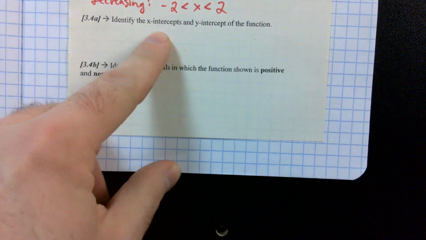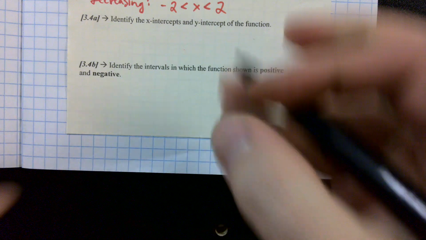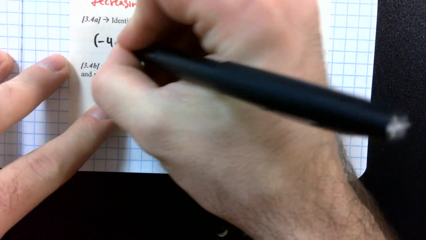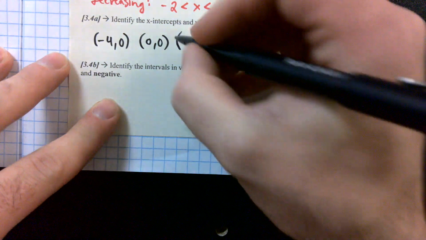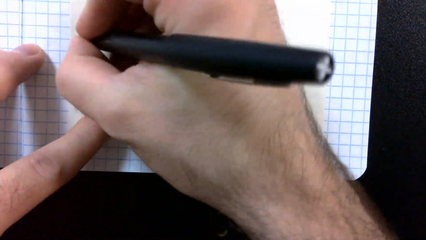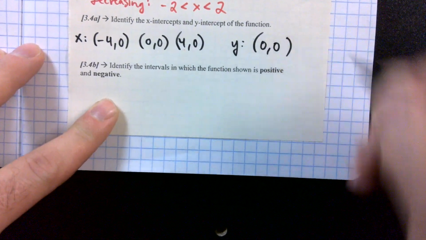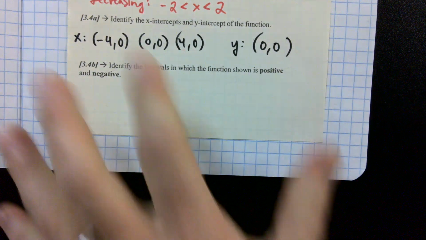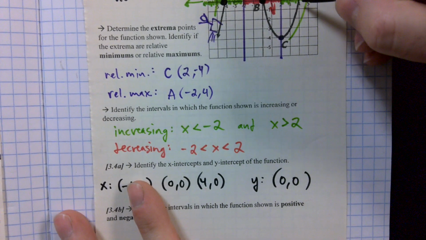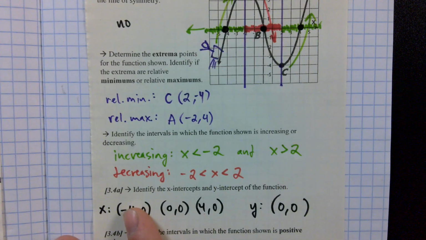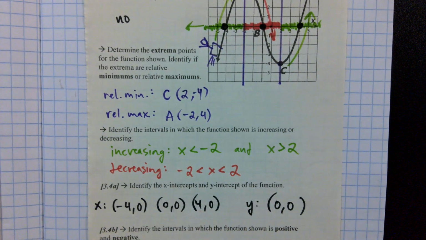What are my x-intercepts for this function? Where does this line cross the x-axis? 3 times. Negative 4, 0. Where else? 0, 0. And 4, 0. Good. Where does it cross the y-axis? 0, 0, much like our warm-up today. Here's an x-intercept, and a y-intercept, and you can't even see it. Right there, x and y.